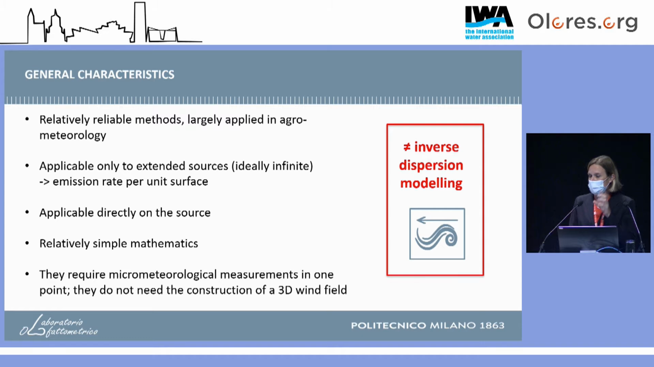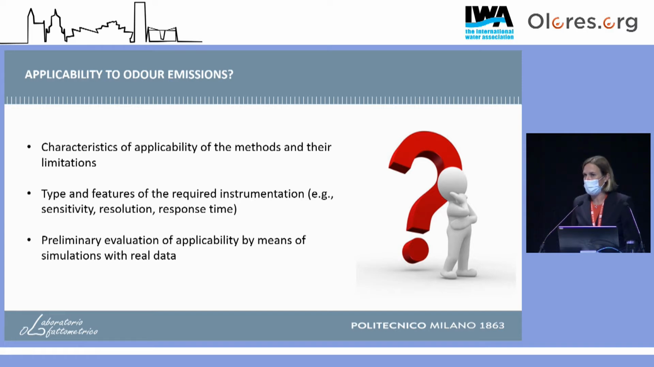This is particularly interesting because, if we think about the application to odor concentration measurement, we know that measuring odor concentration in ambient air is often a tricky issue because we deal with very low odor concentration values that are hardly measurable. Whereas when measuring close to the source or directly over the source, the odor concentration is more easily measurable, which is the main difference with inverse dispersion modeling, which requires measurement downwind from the source. Their mathematics is relatively simple, and they do not require the construction of the three-dimensional wind speed field, so they only require local micrometeorological measurements for their application. The question here is: okay, fantastic, these micrometeorological methods are applied for the estimation of greenhouse gas fluxes.